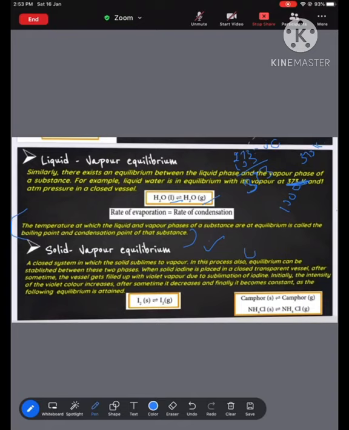After another 10 minutes, the intensity of the violet color of the cloud will not change, because the system has attained a state of equilibrium, and there is no change in the intensity of the color. You can write the equilibrium expression for this also. Iodine in the solid phase is in equilibrium with iodine in the gas phase when solid vapor equilibrium is attained. Another good example is camphor. Camphor is nothing but your karpuram.